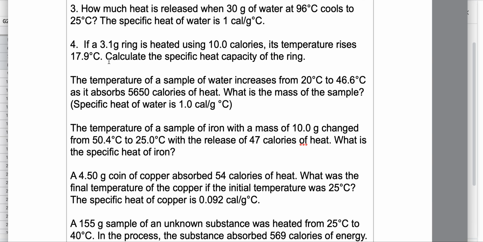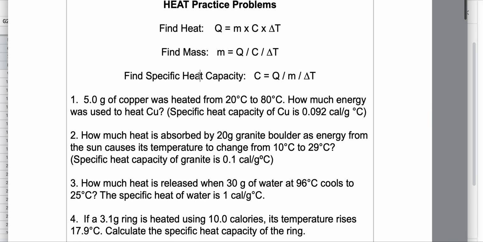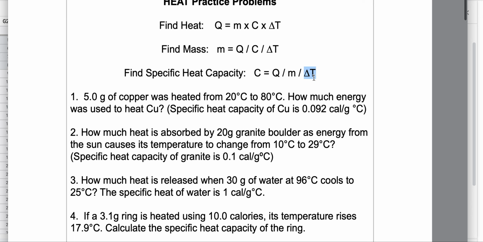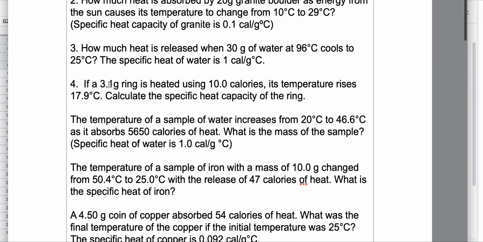Okay, in this one, you'll notice the question is find the specific heat. So that means we are going to be using this formula. To find the specific heat, you're going to take the heat, the total amount of heat absorbed or released, divide by the mass, and then divide by the change in temperature. So I'll talk you through this one.